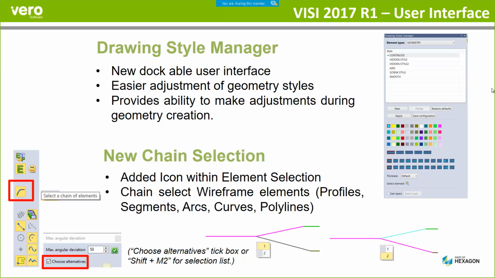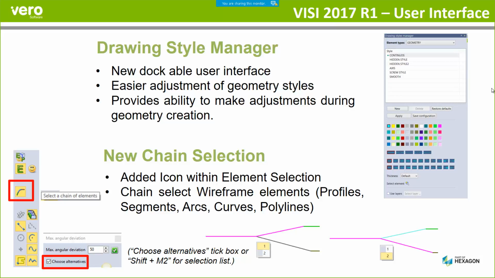And anyone using the element selection option, there's a new chain selection button. You can see it's just highlighted there on the left. So it's a new icon. It's used for chain selection of wireframe geometry, so either profile, segments, arcs, curves, polylines, or a combination of any of these. So as long as they're in contact, you can pick a long chain of these using the angular deviation option.